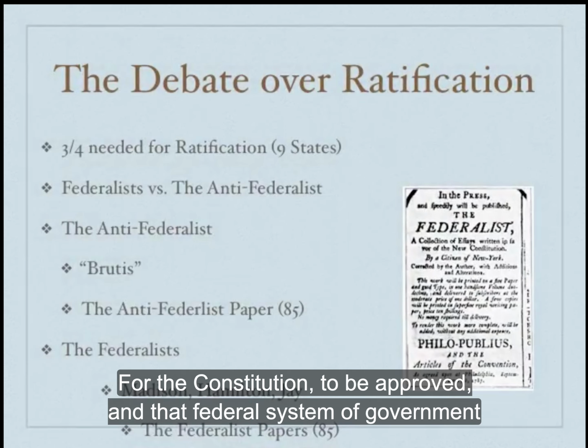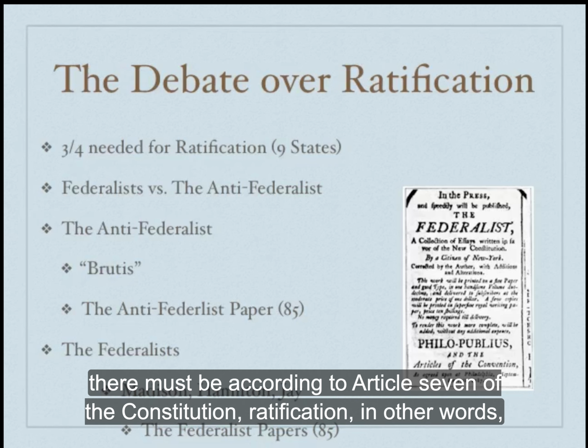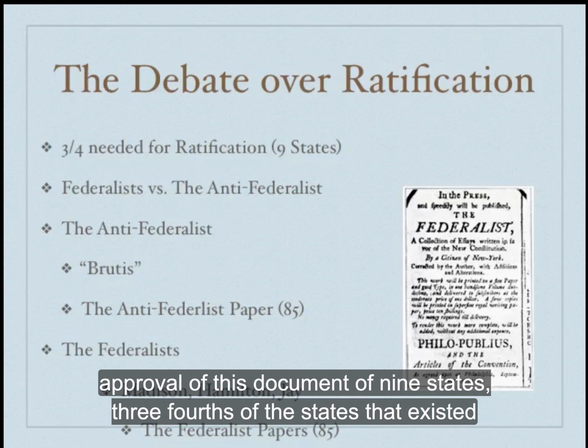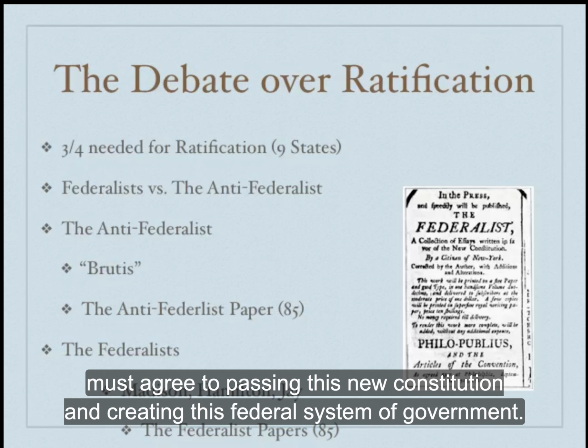For the Constitution to be approved and that federal system of government to be officially the law of the land and the new system for which we will govern our country, there must be, according to Article 7 of the Constitution, ratification, in other words, approval of this document, of 9 states, 3/4 of the states that existed at the time. Article 7 of the Constitution says they must agree to passing this new Constitution and creating this federal system of government.